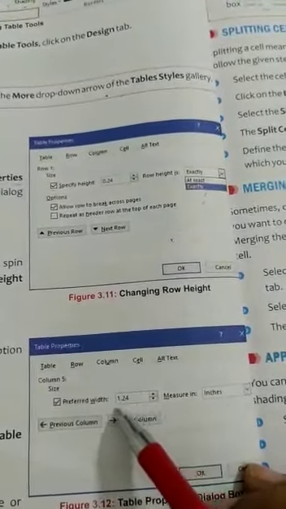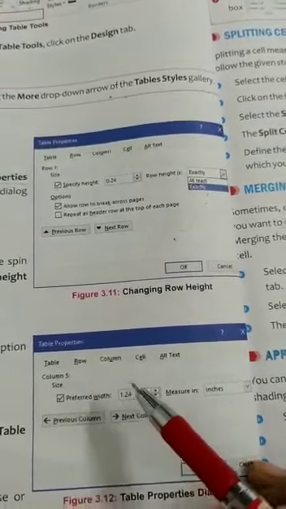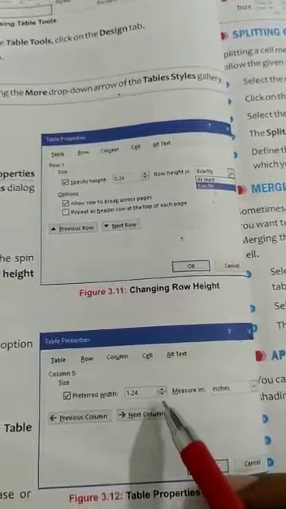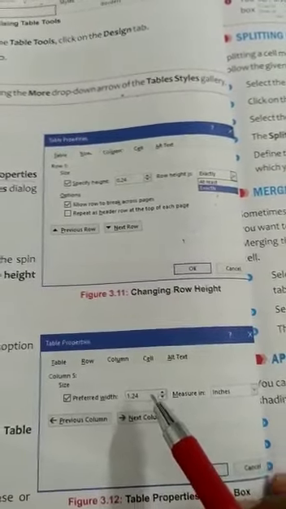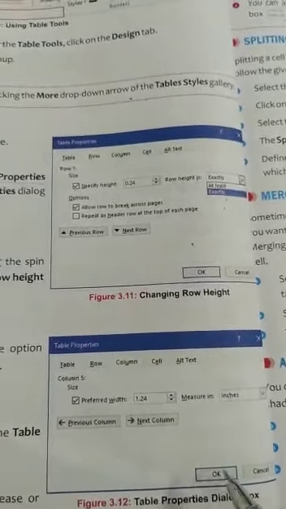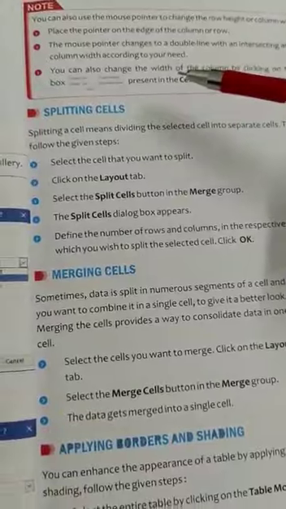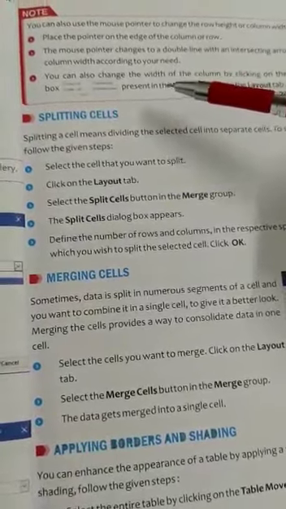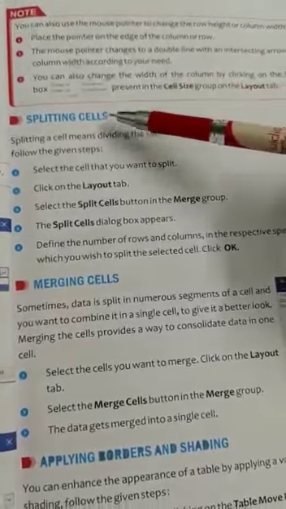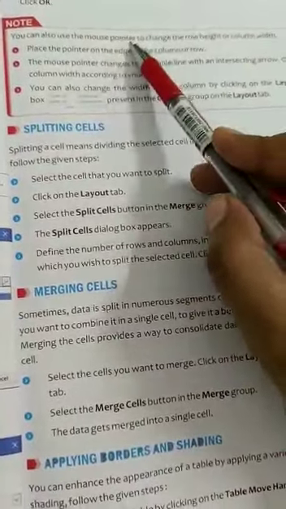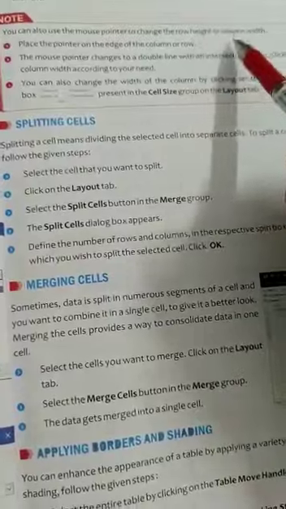Here you can type the column width whichever you want for your column, or you can use the spin arrows to increase or decrease the width of the column and then click on OK. The selected column width will be adjusted to the new width that you specify in the preferred width checkbox.